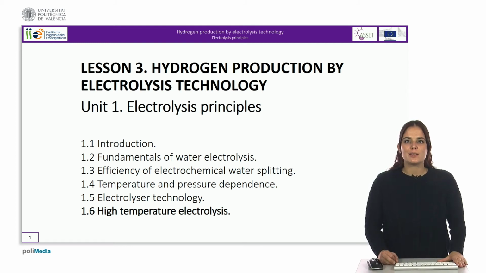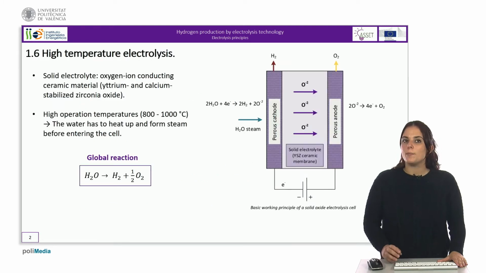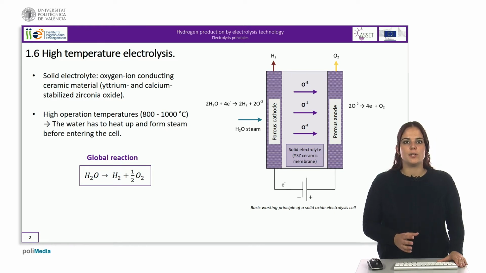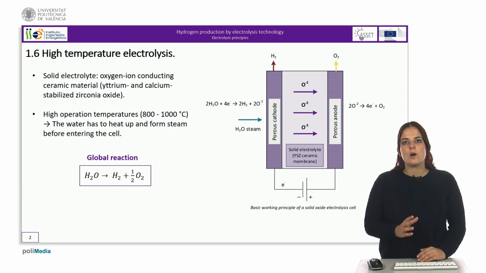Hello and welcome to the last part of the unit Electrolysis Principles, where we conclude by explaining the high-temperature electrolysis technology. We present now the high-temperature electrolysis technology, mainly known as solid oxide technology, and which is characterized to work between 800 and 1000 degrees Celsius.